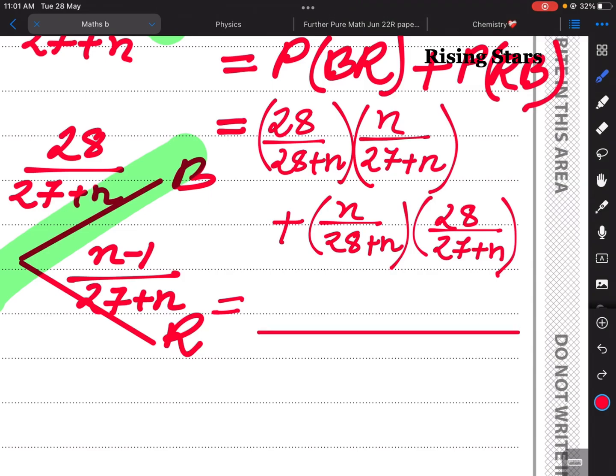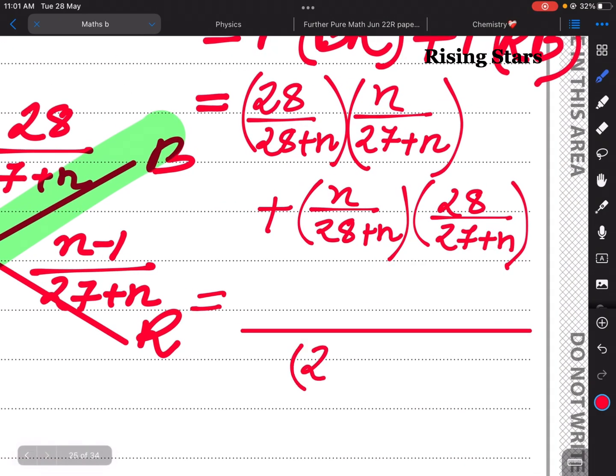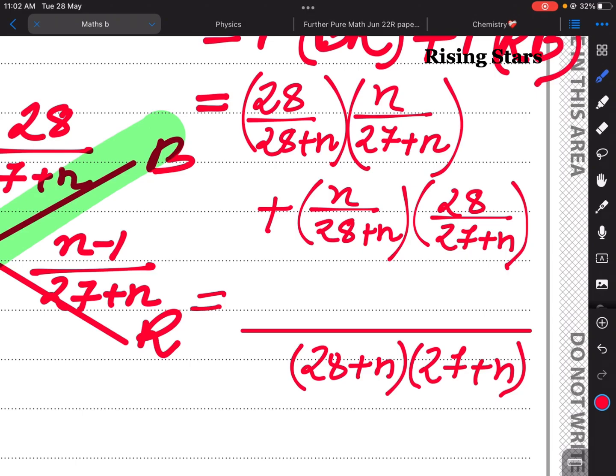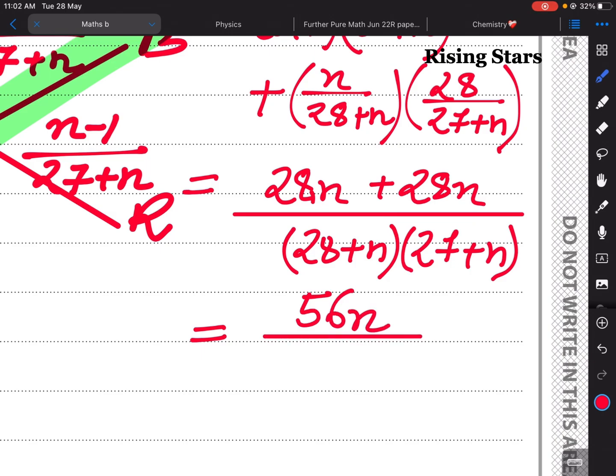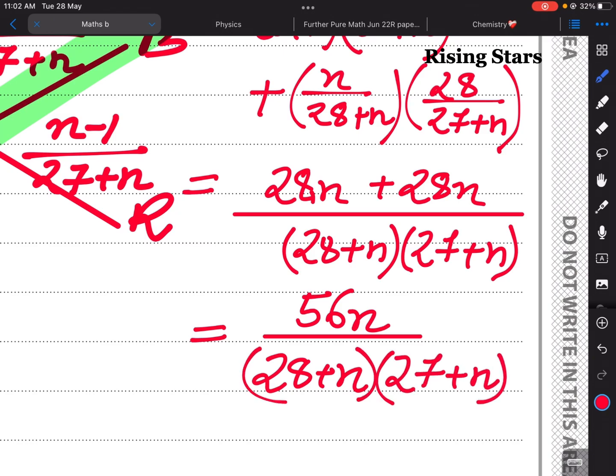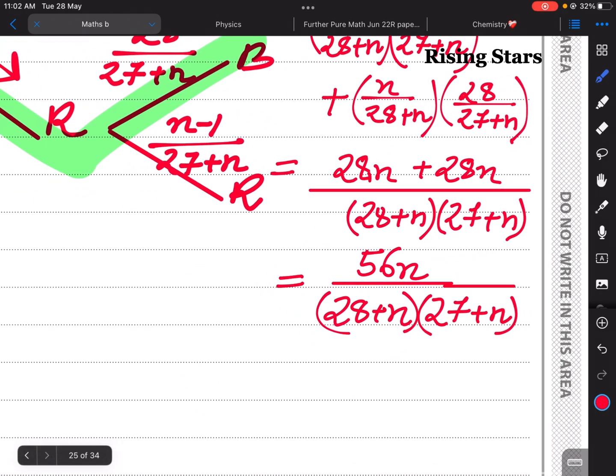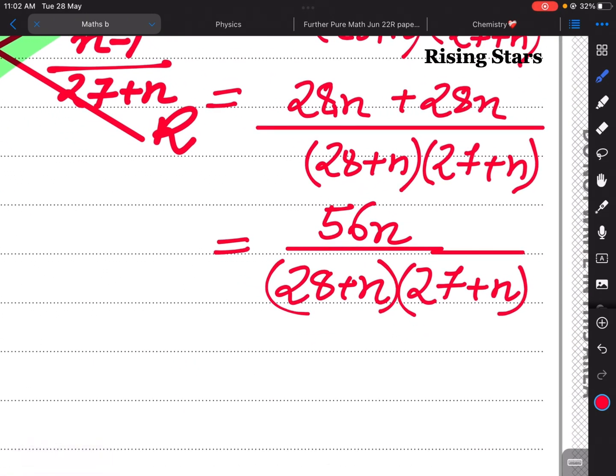So our work is reduced a bit. We have 28 plus n, 27 plus n as the common denominator, and on top we have 28n, since multiplying these two gives 28n, and similarly here we get 28n. So 28n plus 28n, that is 56n, divided by 28 plus n, 27 plus n. This value is equal to half, right?